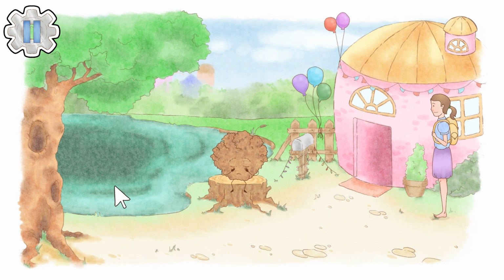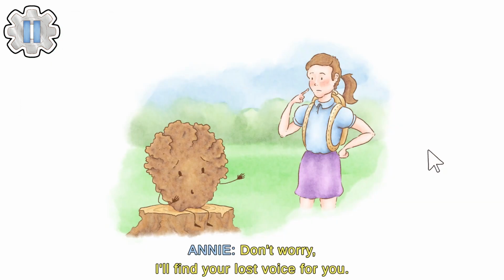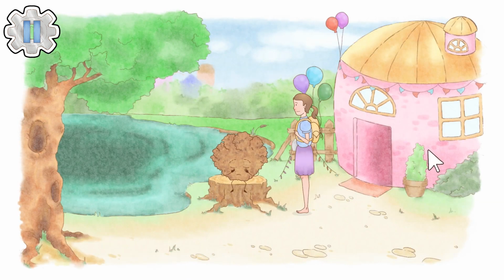By a still pond is a tree full of luscious green leaves. Opposite is a dome-shaped house, draped in colourful festival decorations. Don't worry, I'll find your lost voice for you. A small pink wispy creature emerges from a hollow in the tree and begins to glance side to side.